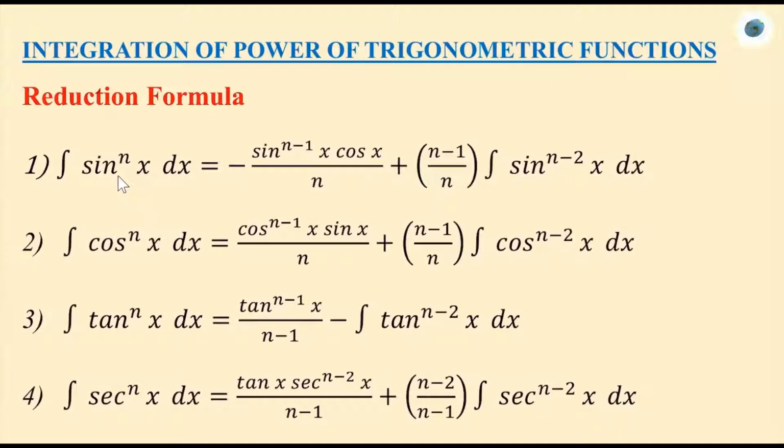It is called the reduction formula because it will reduce the power of sine. You can see the integral of sine raised to n x dx is equal to negative sine raised to n minus 1 x cosine x over n. So the first part is already integrated, plus n minus 1 over n times the integration of sine raised to n minus 2 x dx. That means if n was the fifth power, now this will be 5 minus 2, that will be the third power. So you'll see that the power will reduce when you use the reduction formula.